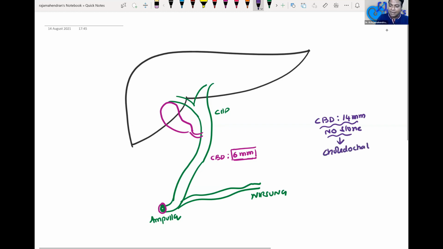Choledochal cyst is an abnormal dilatation of bile duct without any obstruction. There may not be a proper obstruction. It is a congenital anomaly. It is a congenital problem. It has been present from the childhood. The bile duct will be dilated without any obstruction. So you should always have this in your mind.